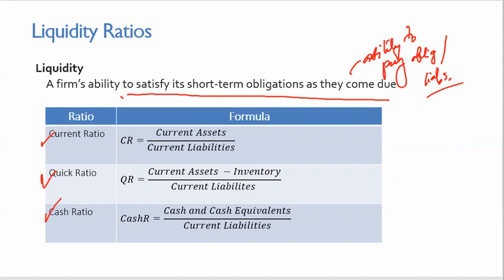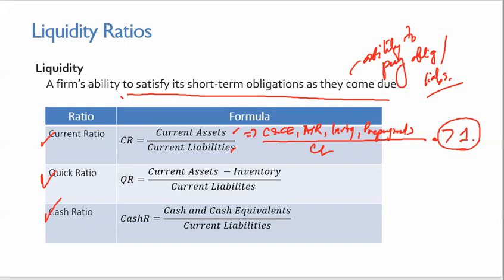Current ratio, the formula is current assets over current liabilities. So what are current assets? The cash and cash equivalents, AR, inventory, prepayments, and all other current assets, over current liabilities. The idea being, since current assets are expected to be converted to cash within the near term or within the operating cycle of the company, then that could be used to pay off the current liabilities. So you want this to be greater than 1, right?